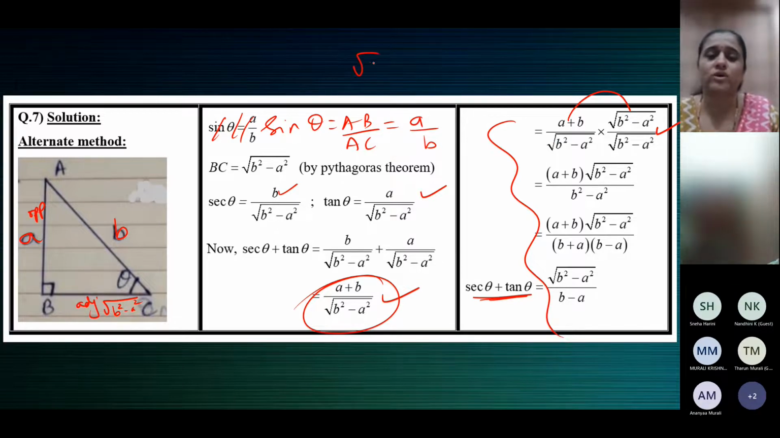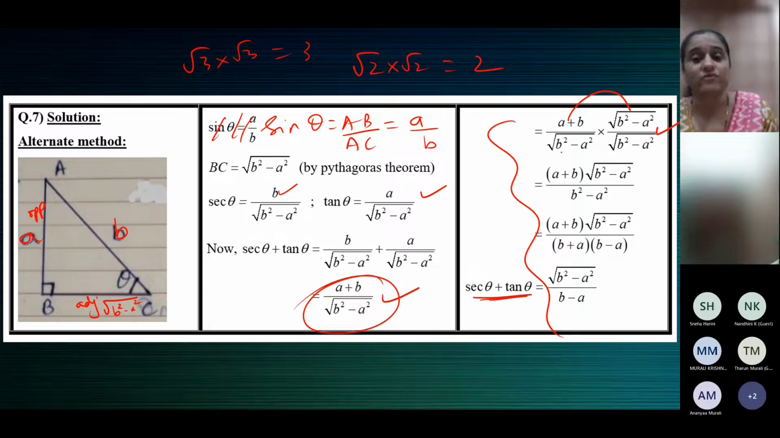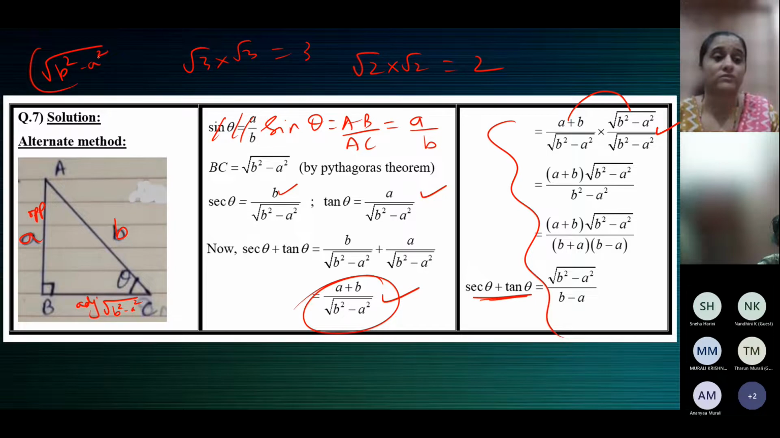So like, what is root 2 into root 2? 2. What is root 3 into root 3? 3. So what is root of B square minus A square into root of B square minus A square? B square minus A square. The square root is eliminated. Root of B square minus A square into root of B square minus A square is root of B square minus A square, the whole square. Multiplying the same thing 2 times. So it's whole square. So when you square this, the square root is eliminated. So you get B square minus A square.